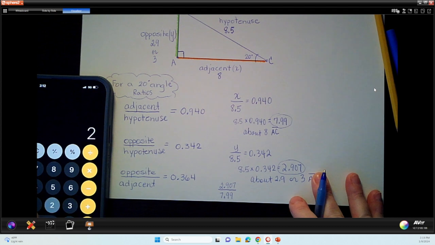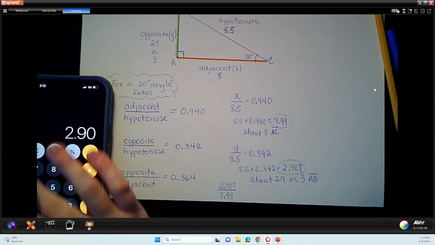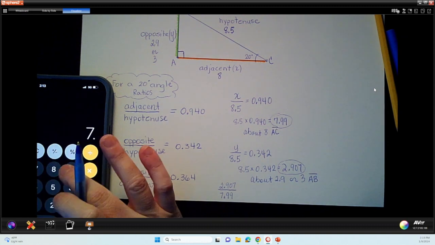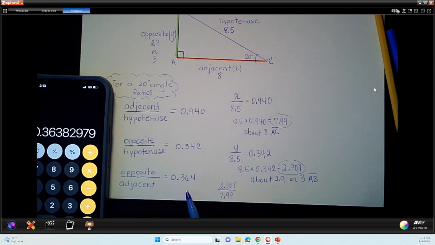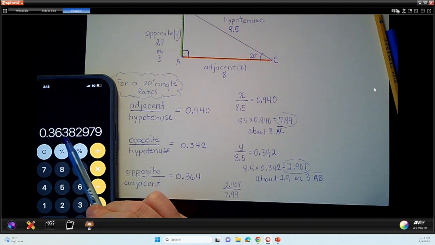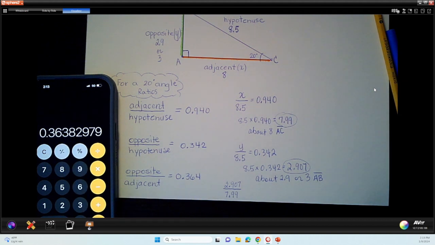Okay, 2.907 divided by 7.99. Look what we got. 0. Now we got a lot of decimals, but just look at the first couple. 0.364. 0.3638, but that 8 will round my 3 thousandths up to 4 thousandths, and that would be accurate.